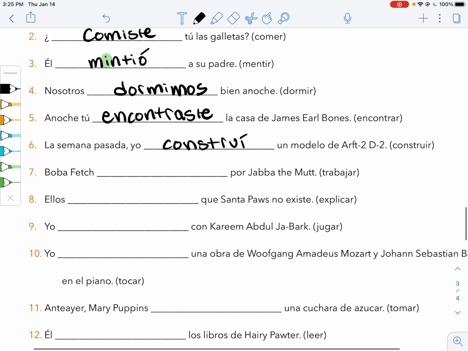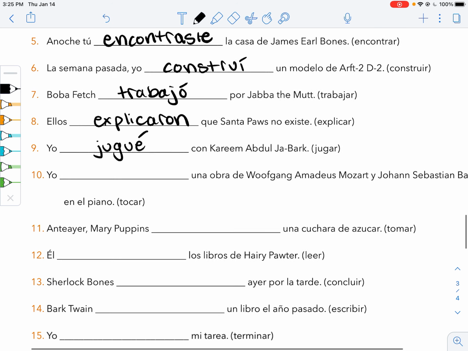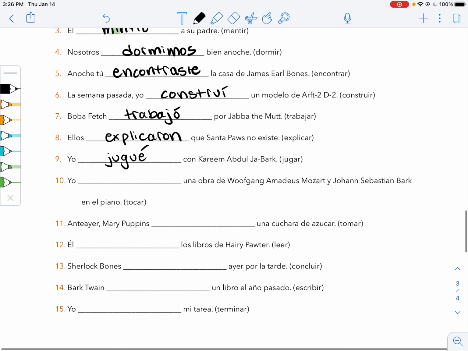Boba Fetch trabajó. That is a regular AR verb. Explicar is an AR verb, but it's a car verb. But since we're dealing with ellos, that doesn't matter, giving us explicaron. Then yo con Kareem Abdul-Jabbar. I played is a gar verb, so we have yo jugué. And then another kind of played, tocar, is to play an instrument. Toqué, I played, but we need a special ending because it's a car verb. Toqué una obra de Wolfgang Amadeus Mozart.